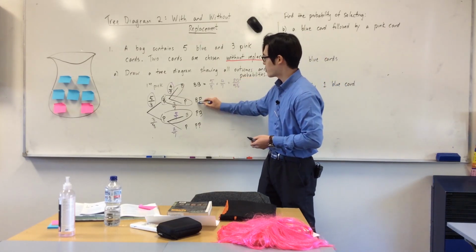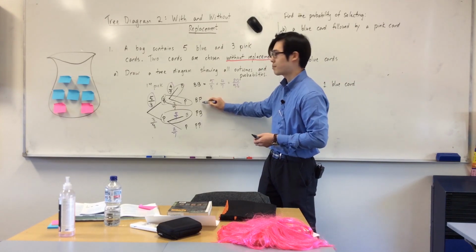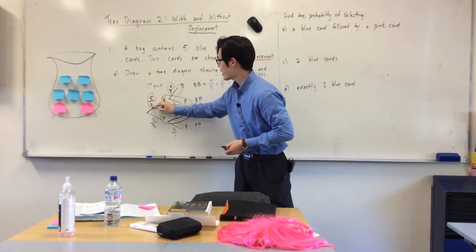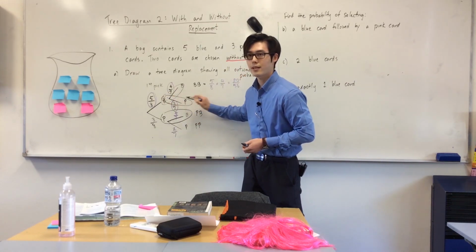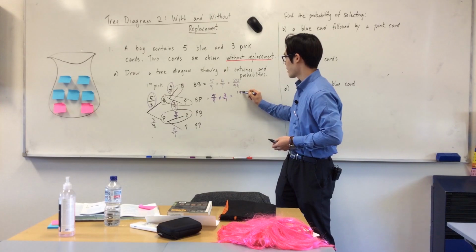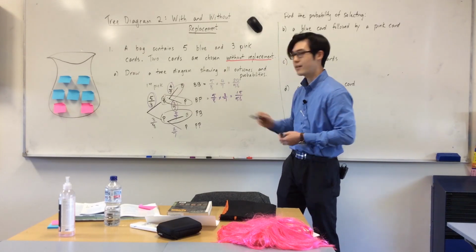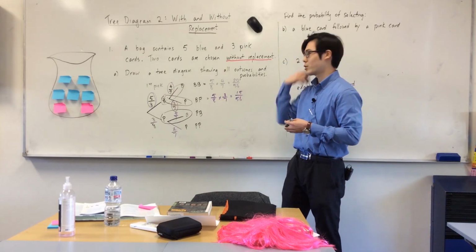Same thing here. If I want to know the probability of choosing a blue card first, then a pink card, that will be 5 out of 8 times 3 out of 7, because those are the BP numbers. Does that make sense? That's 15 out of 56. Same thing with the next one. What am I multiplying?